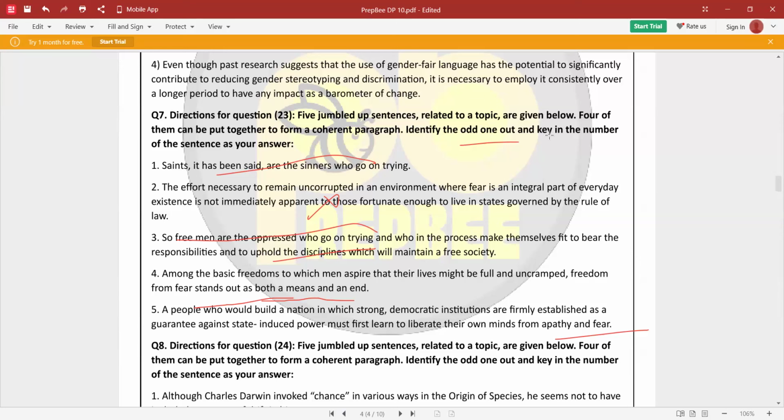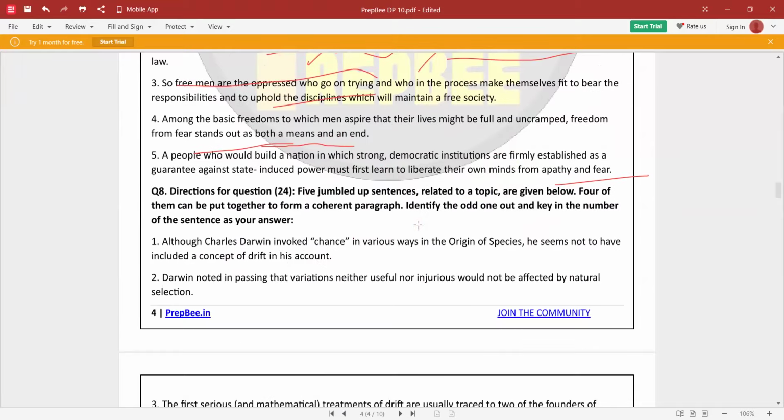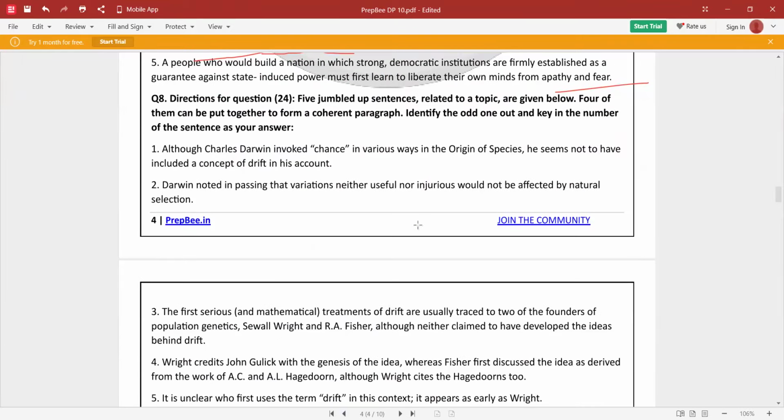Now here, they are talking about a completely different sense, that there are some states that are governed by the rule of law, and it is not apparent to those who live in this. They are fortunate enough. This is completely out of context, and hence we neglect this. Question A.